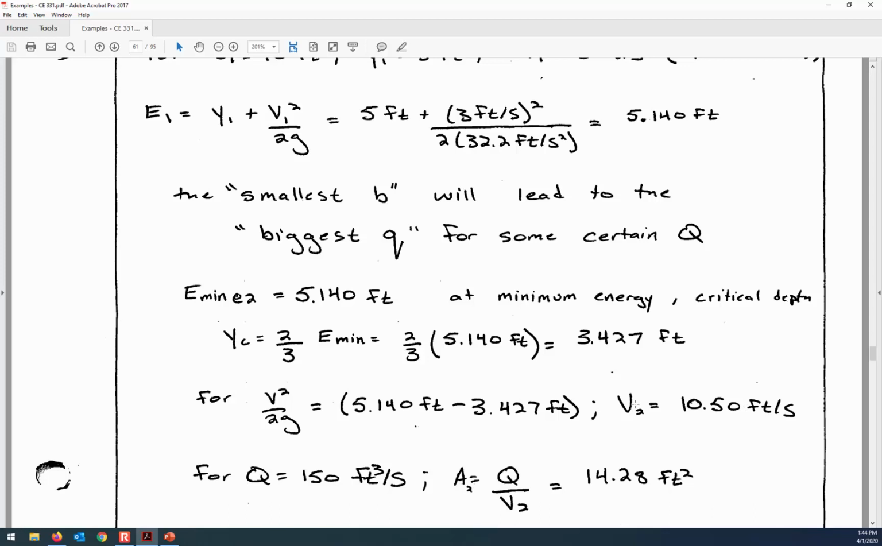So if we know V and we know the Q that I was just mentioning, because Q upstream and Q downstream are the same, then that allows us to find the cross-sectional area at location 2. So any questions up to this point so far?